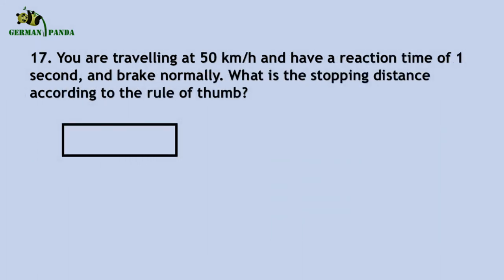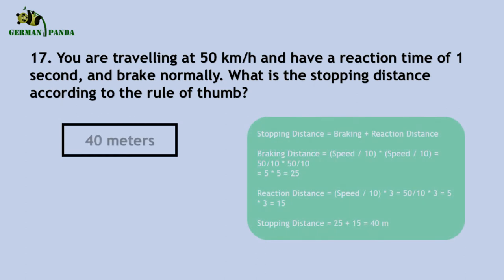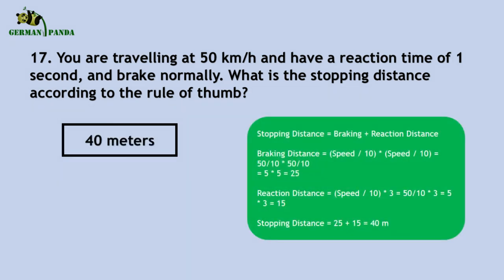You are traveling at 50 km per hour and have a reaction time of 1 second and brake normally. What is the stopping distance according to rule of thumb? 40 meters. Stopping distance equal to braking distance plus reaction distance.